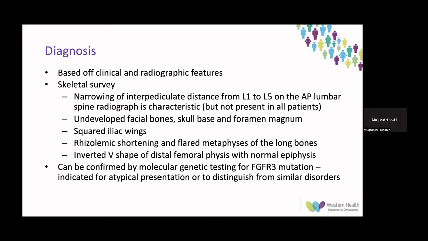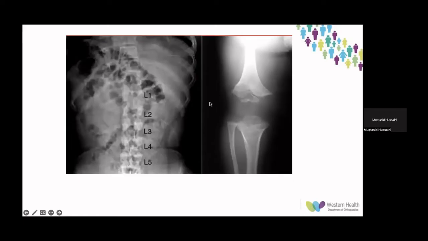The diagnosis can be confirmed with molecular genetic testing for FGFR3 mutation, and this is indicated for patients with an atypical presentation or to distinguish it from similar disorders such as hypochondroplasia or pseudoachondroplasia. So here are some images: one on the left demonstrating that change in interpedicular distance from L1 to L5, and on the right, the V-shaped distal femoral physis we can see there.